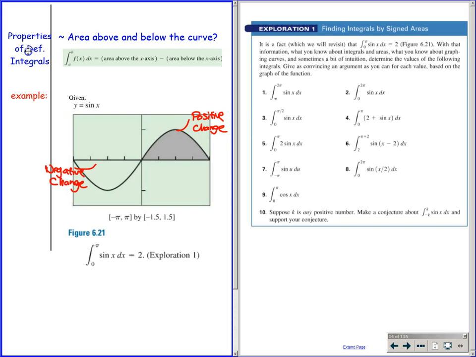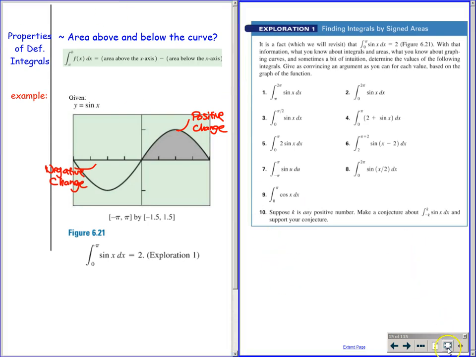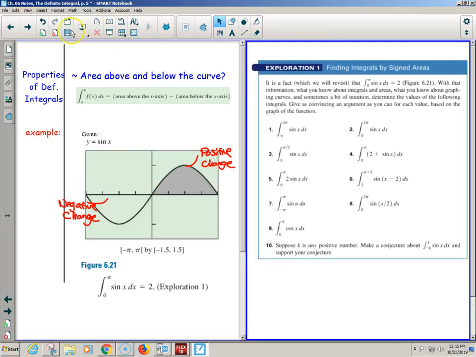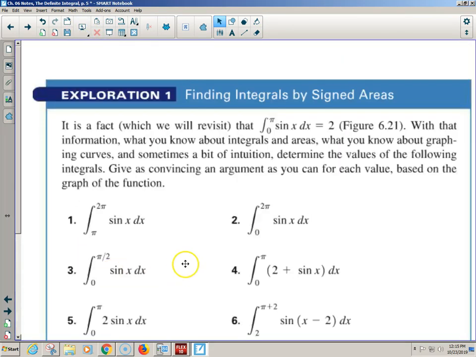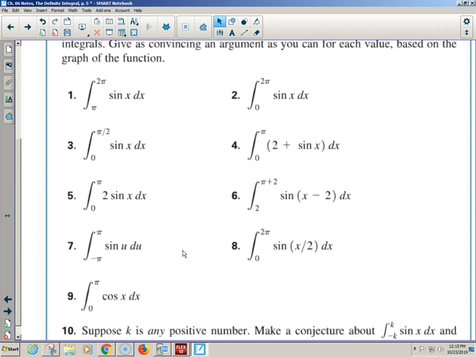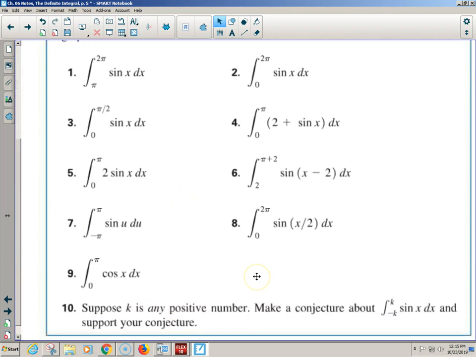I'm going to zoom in. So, if the integral from 0 to pi of sine is 2, how could we bust out each of these? You guys don't have to necessarily worry about all of the wording. Let's just go for the A, B, C, D. What would be the integral from pi to 2 pi? Nope. Negative 2. Why? Uh-oh. We have to write down the graph they've given us.